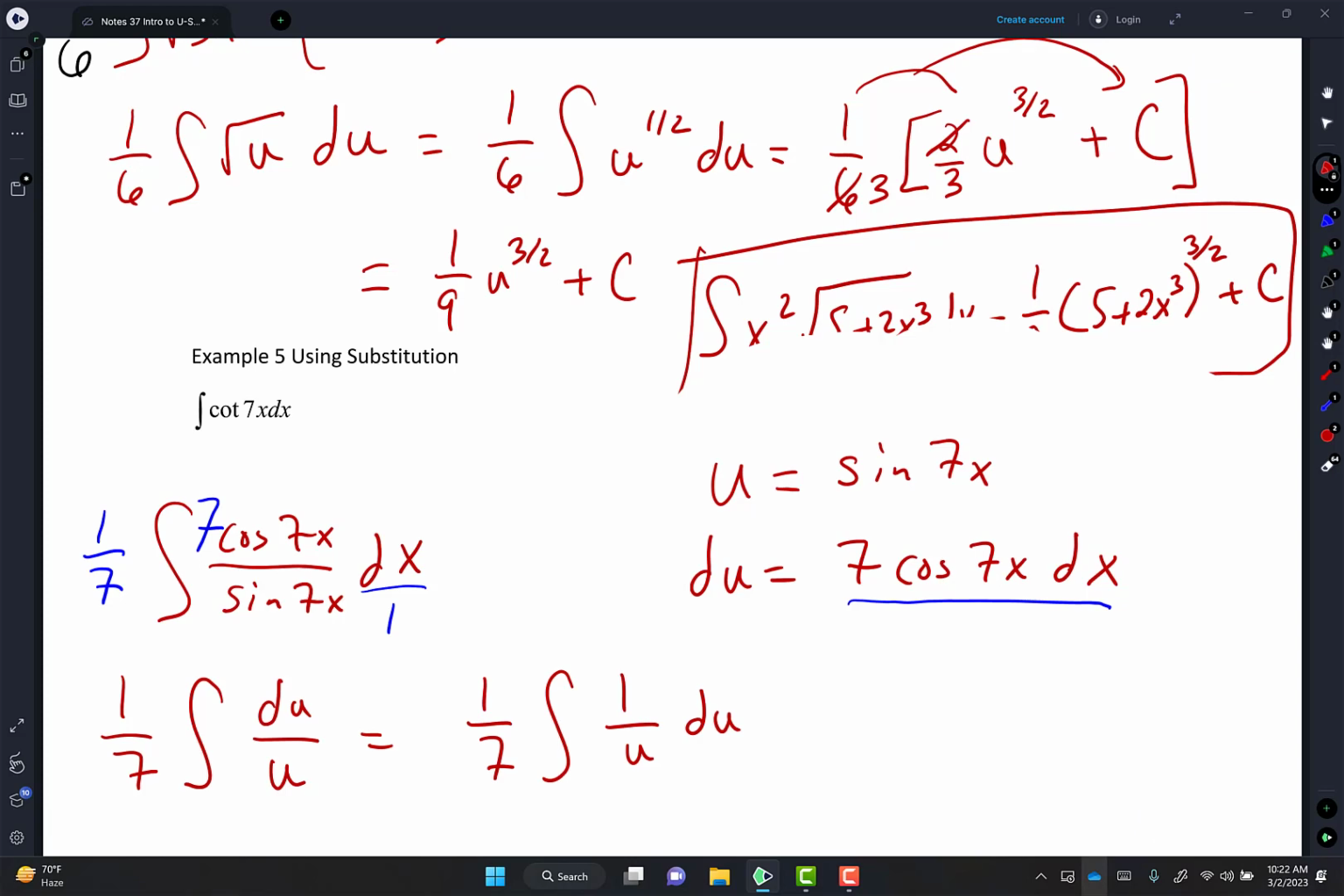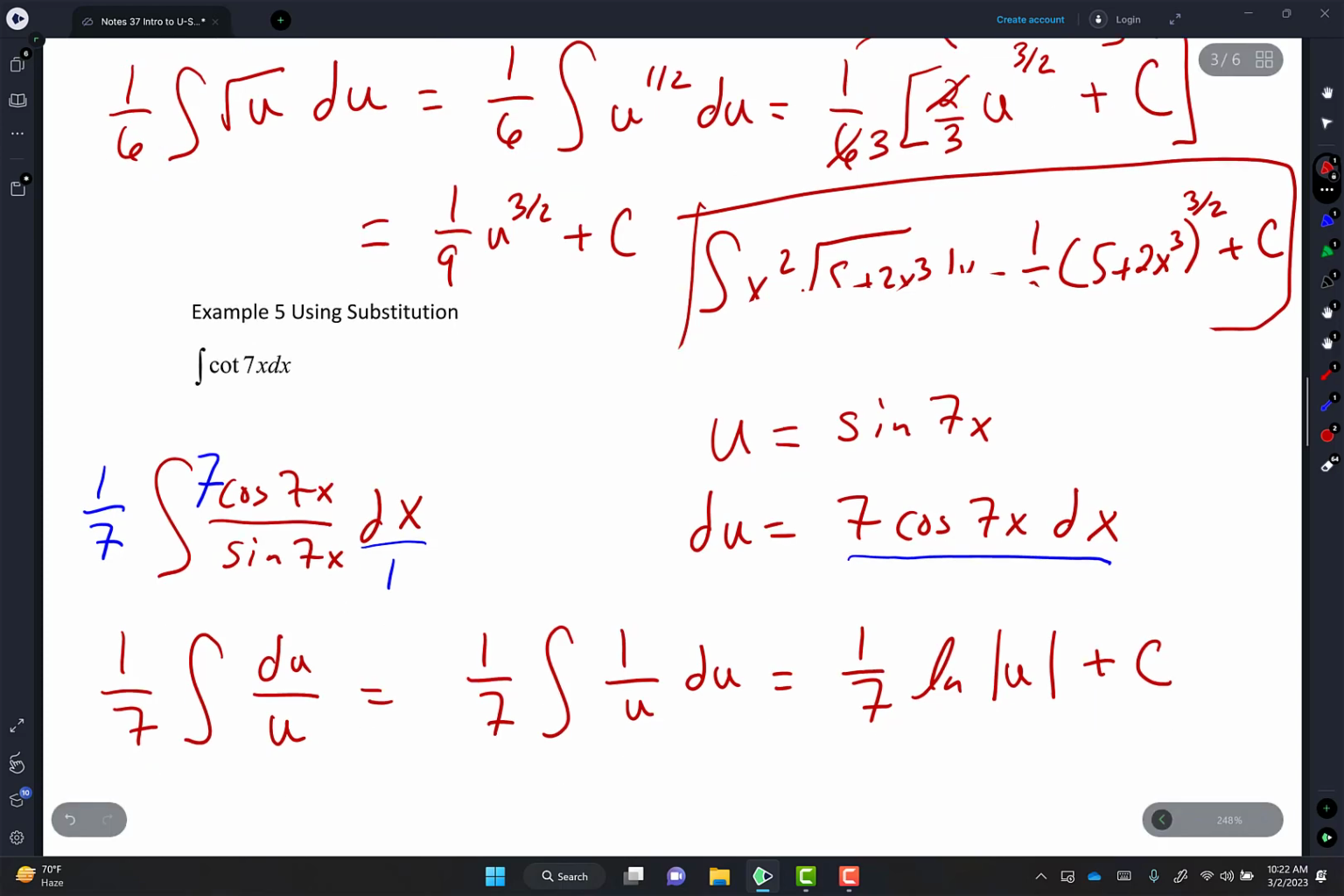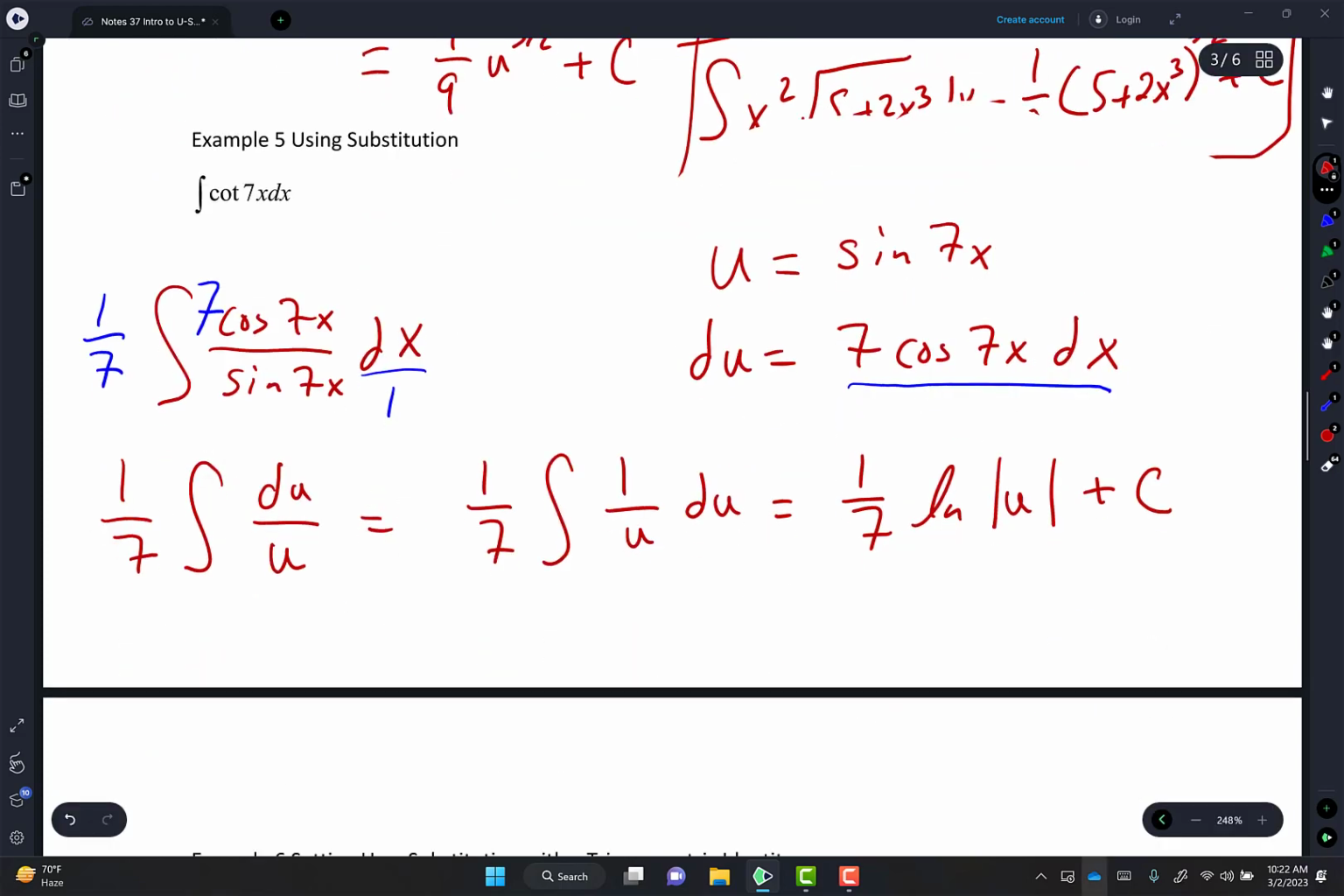It's an ln. Since it has no limits, put an absolute value. So this is 1/7 ln, absolute value of u, because remember the domain of ln is all positive numbers, but it has no limits. It could be negative. So you got to put an absolute value. Plus c. Are we still okay?